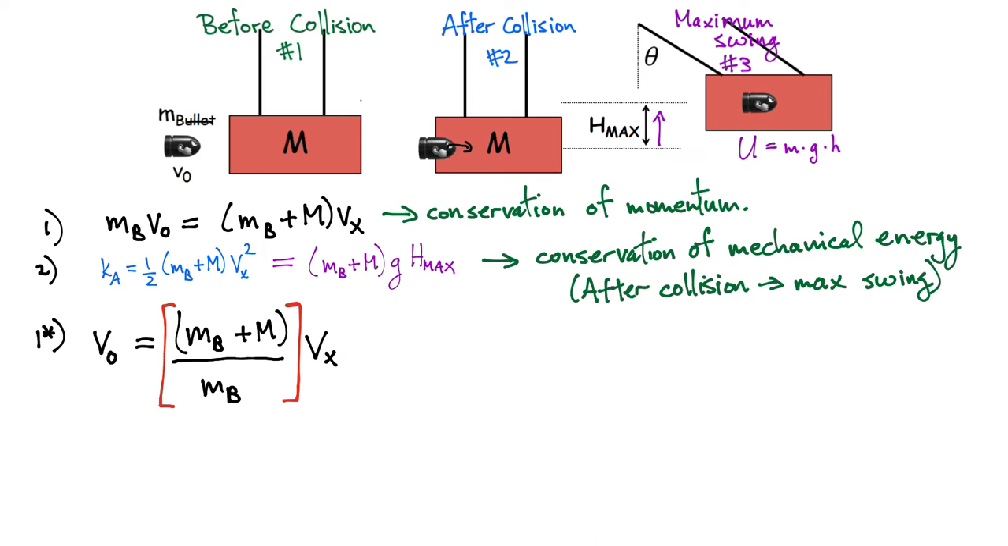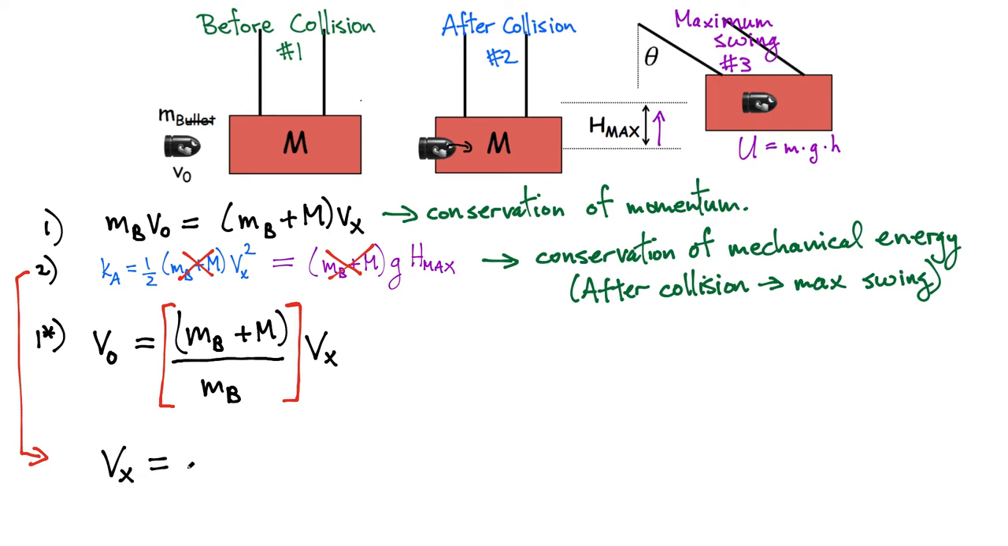Now let's look at the energy equation down here. What I can do is simply write the speed just after the collision in terms of the maximum height. The maximum height that the block swings is an easy thing to measure. One thing you can see is that both of these terms have the total mass of the system, which means I can simply cross it out because it's on both sides. Now all I want to do is multiply by 2 and take the square root, and I'm going to get an expression for Vx.